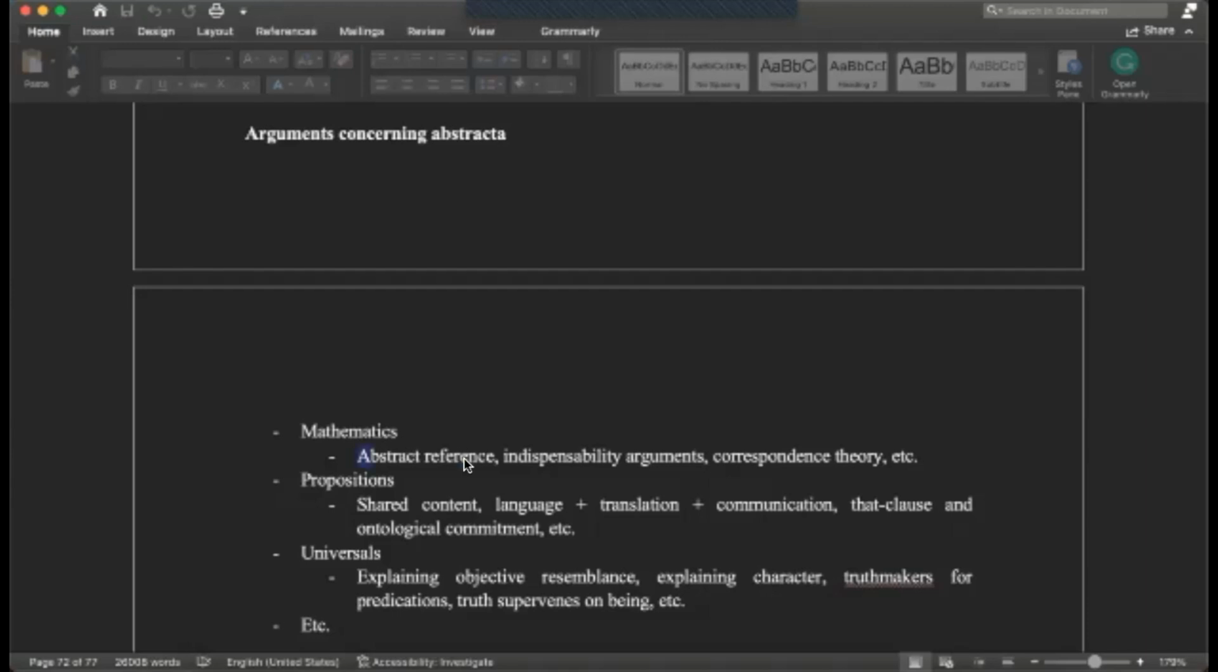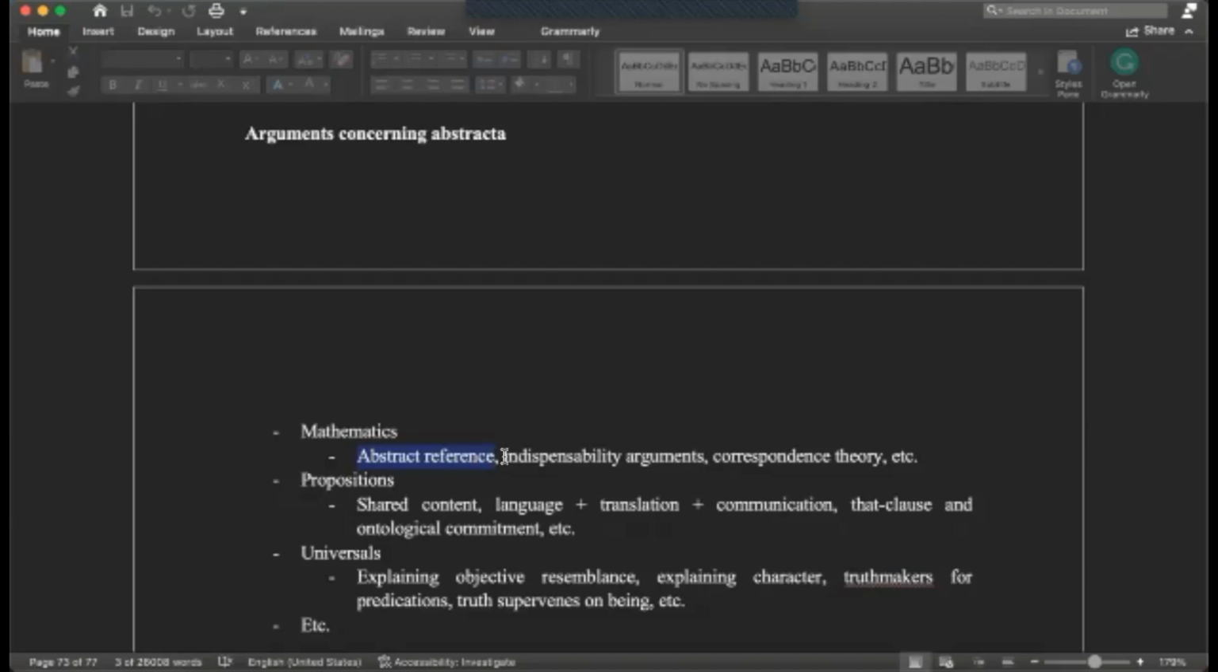You have abstract reference. So like 2 is my favorite number. It actually turns out to be incredibly difficult to reparse that sentence in a way that doesn't ontologically commit you to the existence of the number 2. Because we seem to be referring to an abstract object. For that sentence to be true, our words would have to refer, and the only plausible candidate for the reference there is an abstract object.